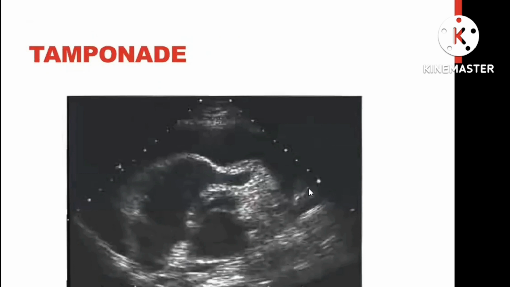So what do you see here? Yes. RV collapse, significant RV collapse. Which view is it? LV also. It passed to the LV. The pressure goes to the LV. This is parasternal. Subxiphoid. It's subxiphoid.